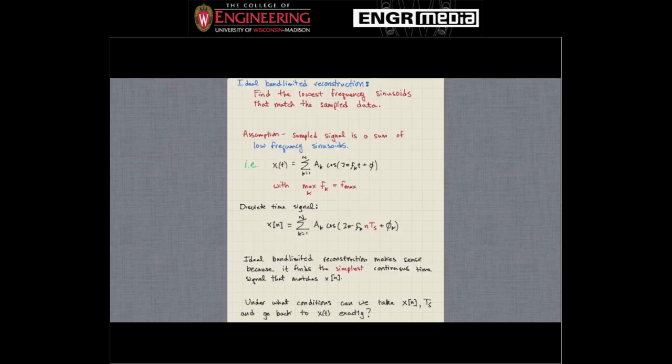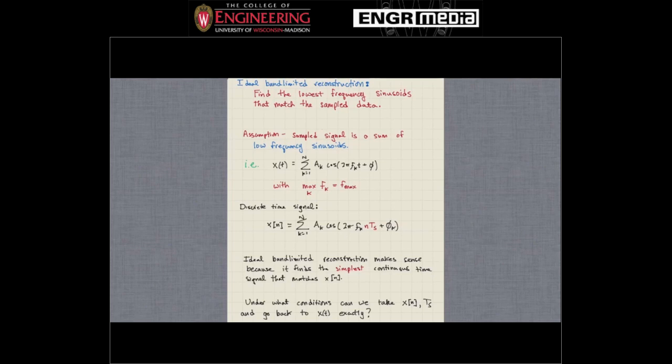Okay, so another way that we could reconstruct the signal is something called ideal band-limited reconstruction. And the idea here is that we want to find the lowest frequency sinusoidal signals that somehow match the sampled data. If you think about this, it's an intuitive thing to do. It's saying, what's the simplest representation, or the lowest frequency variations in between the sample points that still actually match up with the data?